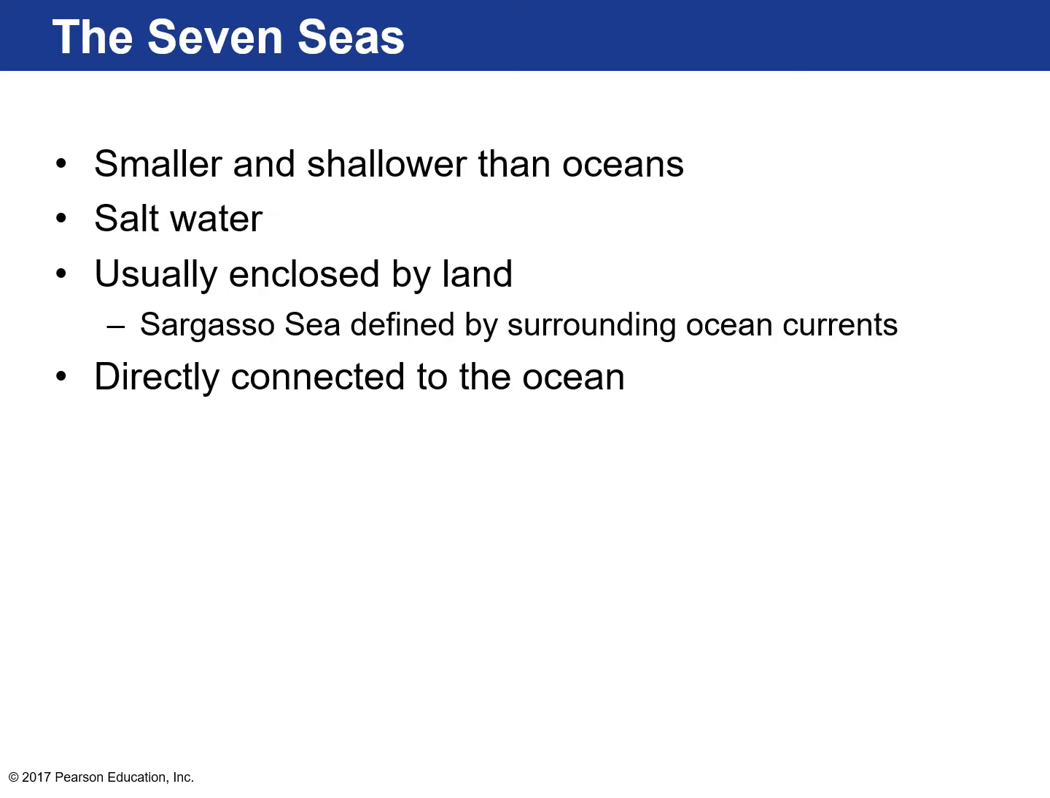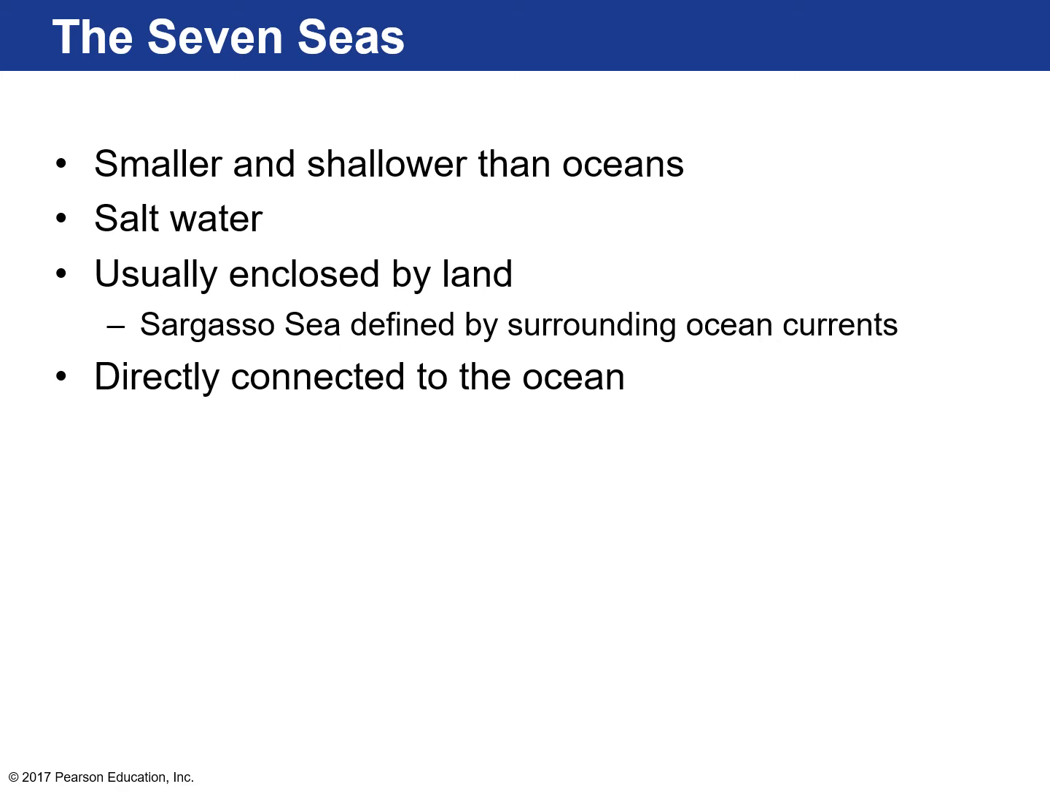Then there are the 7 seas. I'm sure you've heard about the 7 seas in perhaps movies or books, or quoted in songs or something like that. But these are large bodies of water that are much smaller than the ocean, and they're much shallower. They all have salt water, but they're usually very enclosed by land, but with at least kind of like a direct connection to the ocean. It's not always the case.